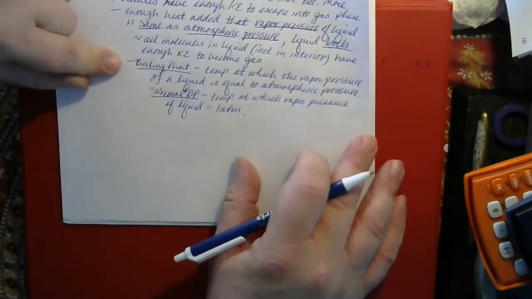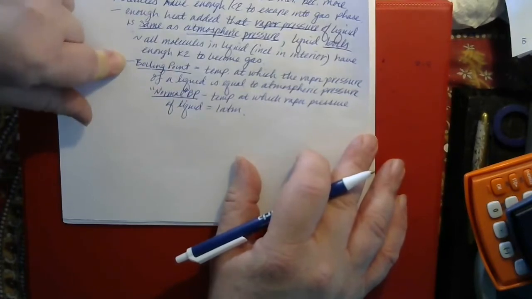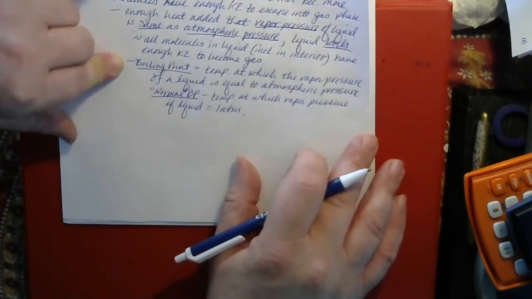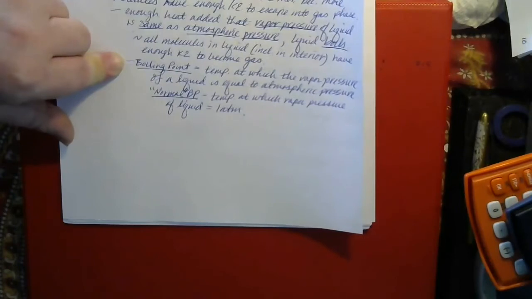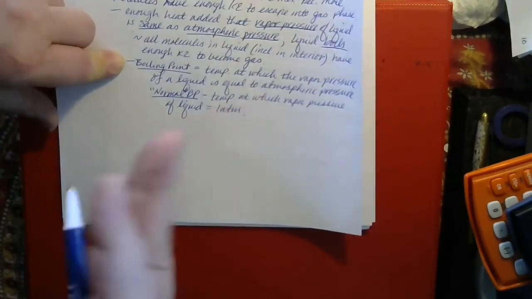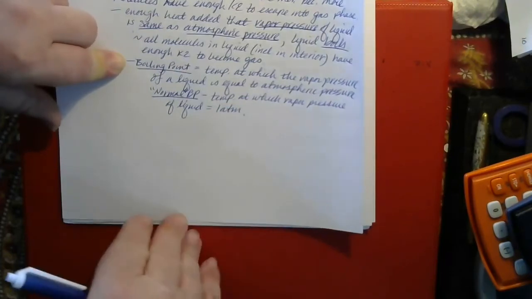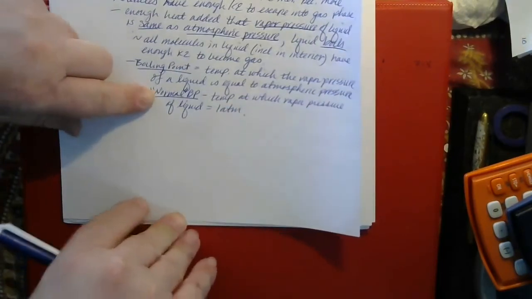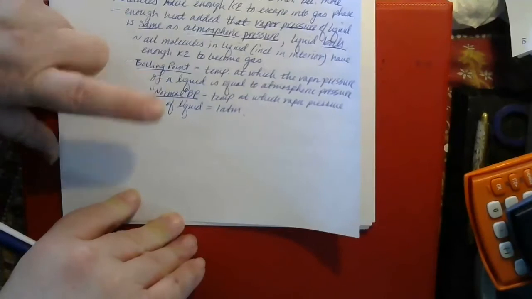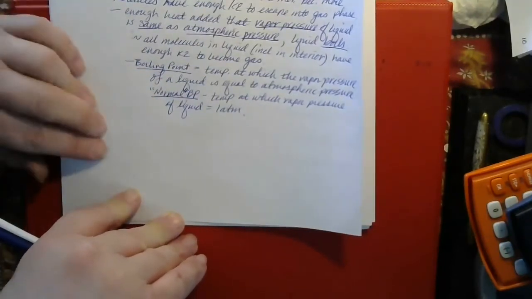The general definition of boiling point up above can be applied to any atmospheric pressure. So whenever the vapor pressure of the liquid is equal to the atmospheric pressure, whatever that might be, that's your boiling point under the given conditions. The normal boiling point would be when the vapor pressure is equal to 1 atmosphere, because that's considered normal pressure.